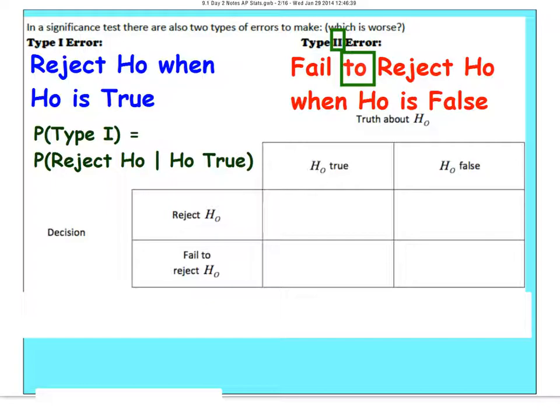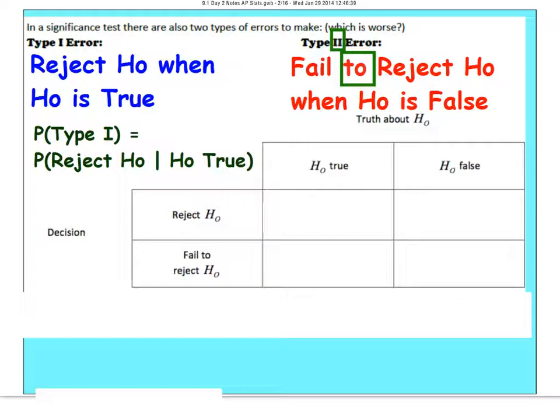But let's look at all the possible outcomes we could have. So what's the truth about H sub O? Well, the truth is H sub O is either true or it's false. That's a fact. But what's the decision we make? Well, we either reject H sub O or we fail to reject H sub O. So based on that, there's 4 outcomes. 2 of these 4 outcomes have no issues. They were the correct conclusion. Which ones of these 4 are the correct conclusion?